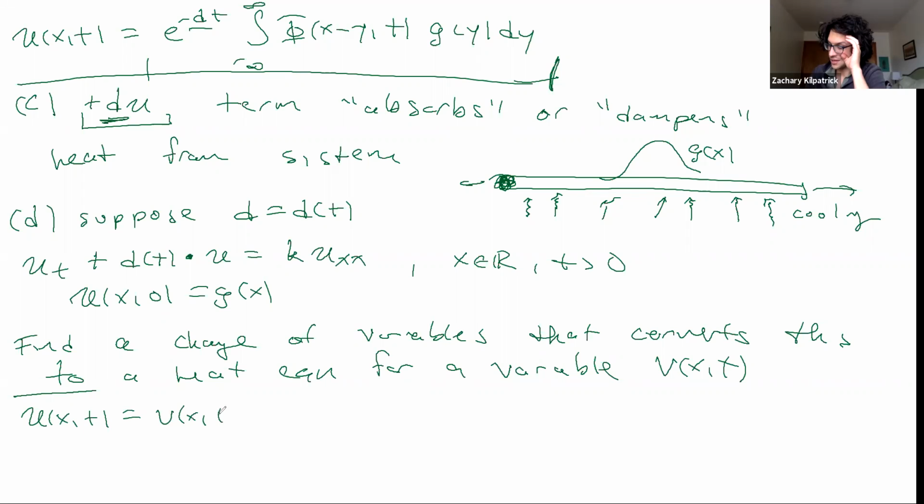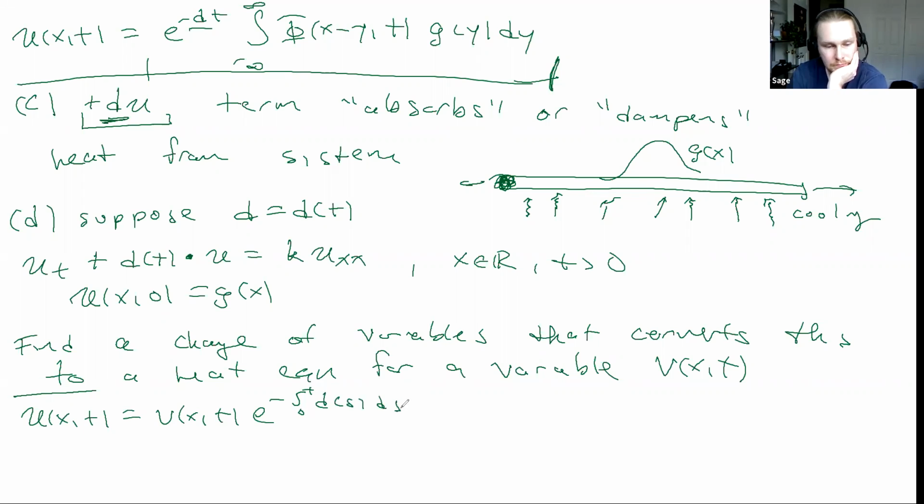Yeah, so v of x,t times e to the negative antiderivative of D. And that makes it really confusing once we write a differential in there. All right, so yeah, that works in this case.